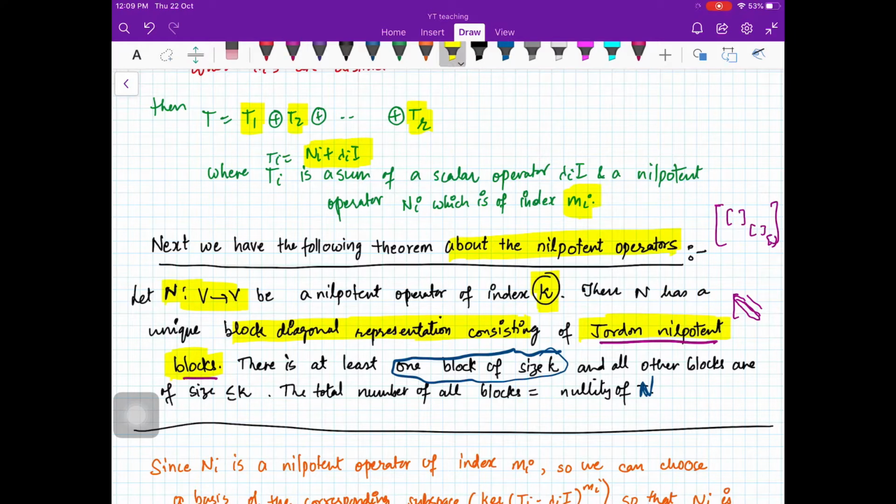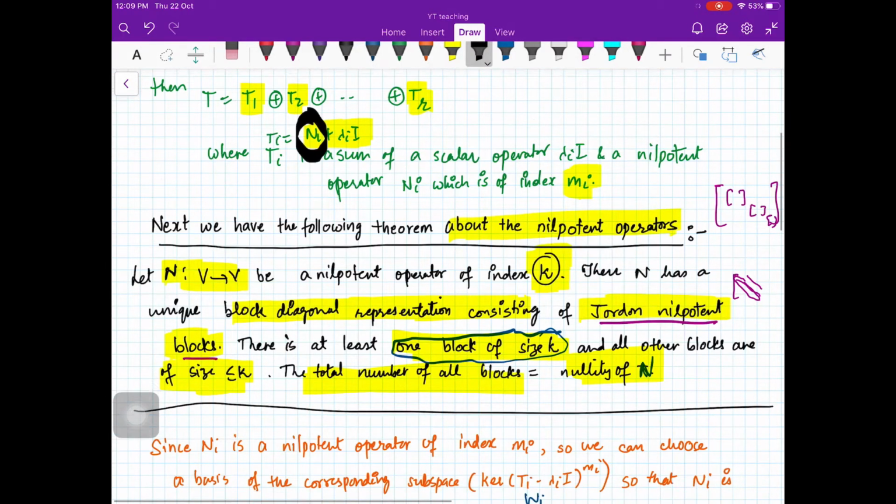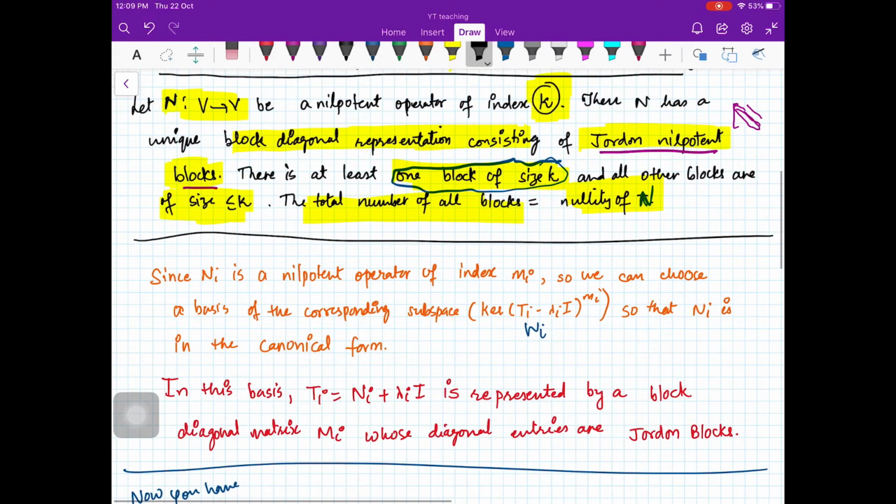And there is one more condition: there is at least one block of size k, which is the index of the nilpotent operator, all the blocks are of size less than or equal to k, and the total number of blocks is equal to the nullity of N. This is the theorem which we already have. Now if we apply this theorem on this Ni here, let us see what we will get.